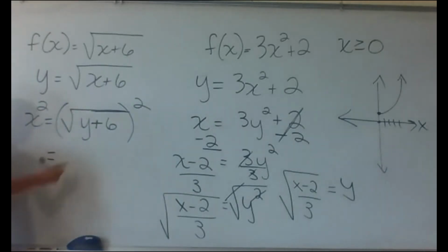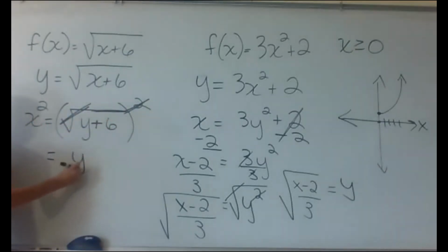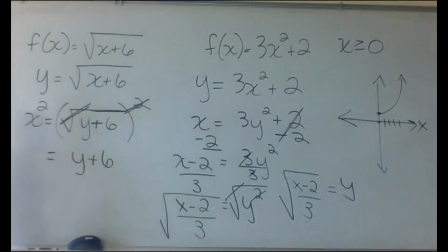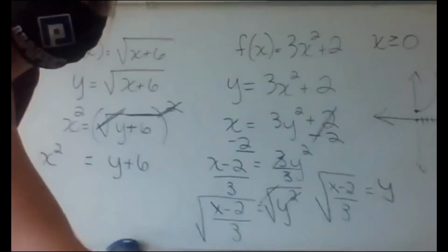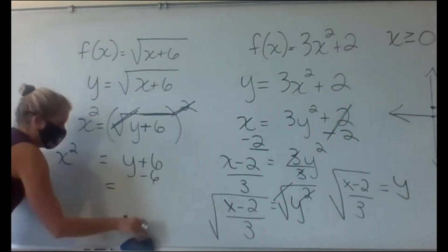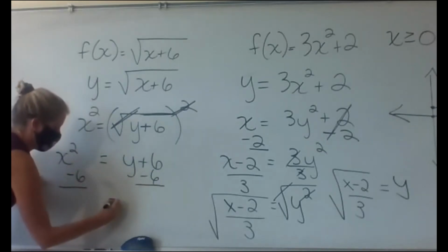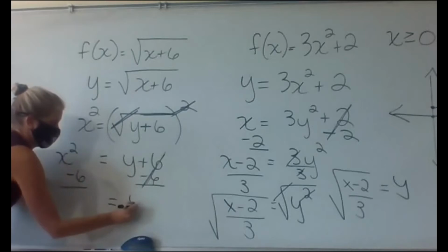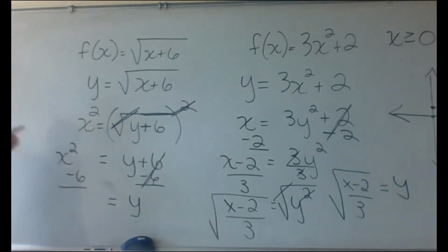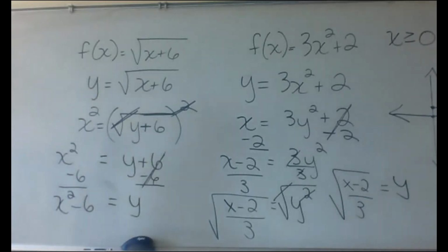So on the right, the square root and the squared cancel each other out. I have y plus 6. On the left, I have x squared. Solving for y, get y by itself, which just means I need to subtract the 6 from both sides. So now, the plus 6 minus 6 cancels, so there's your y. Over here, I have x squared minus 6.